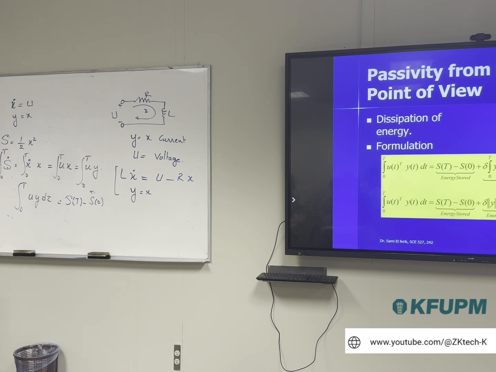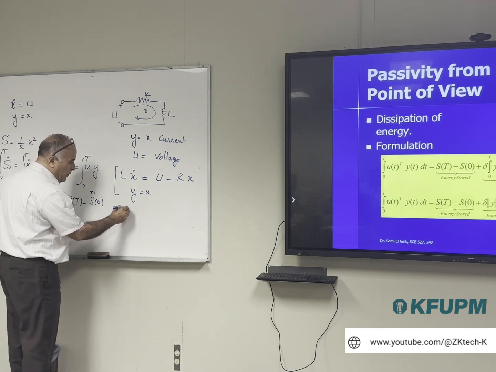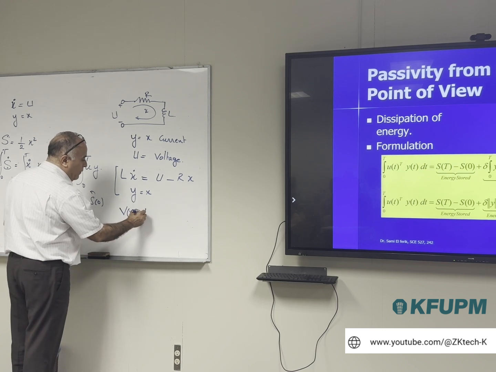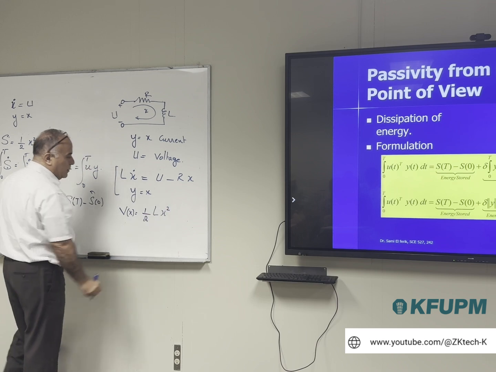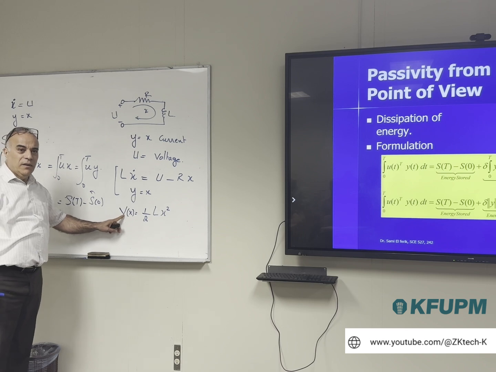Now again, I would like to show what type of system this is. So I'm going to put a storage function. I'm going to select V of X equal to half of L multiplied by the current squared. If you want, I can define it as S. Everybody is okay with V and S here?